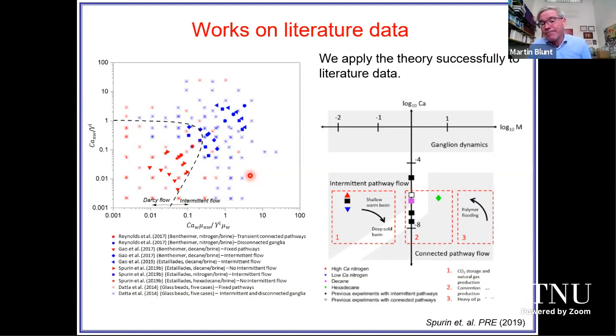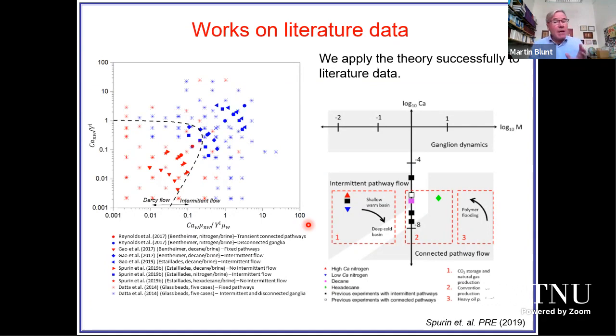And again, it's not great, but Darcy flow is basically the red points, something intermittent is blue, and our predictions look pretty good. And then just to put this in context, this intermittent flow would be seen in many natural circumstances. Okay, so we're looking here at the intermittent pathway flow that we may see with gas displacement with CO2 storage.